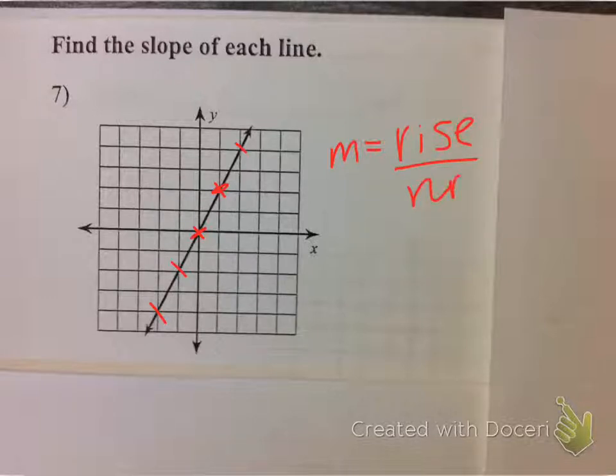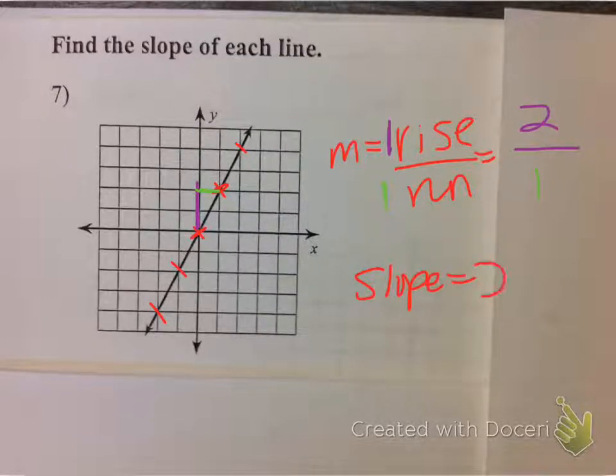And let's identify that, okay? We're going to say the rise is going to be purple, so between these two, up and down is 2, and the run across, we're going to the right, so that's positive, it's only 1. So that's going to simplify for us. My slope equals just 2. That's it.